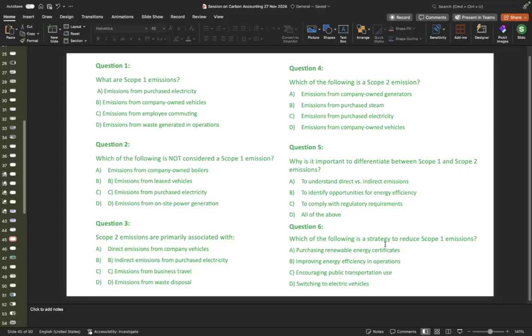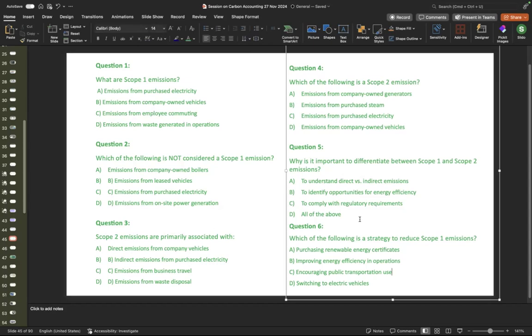Third one, encouraging public transport use. Again, public transport use compared to employee commute. That's what you are replacing, right? You are saying don't bring your car, come with public transport. That's scope 3. So that is again not part of scope 1. And the last one, switching to electric vehicle. Again, we are talking about something which is not clear.